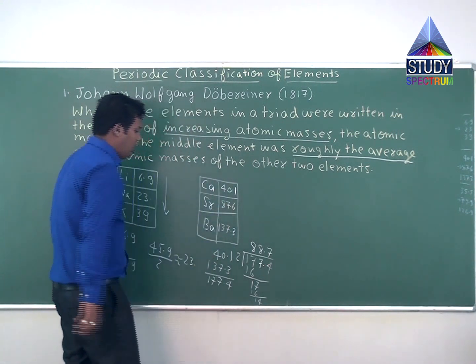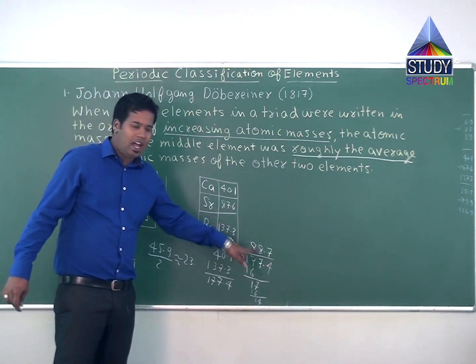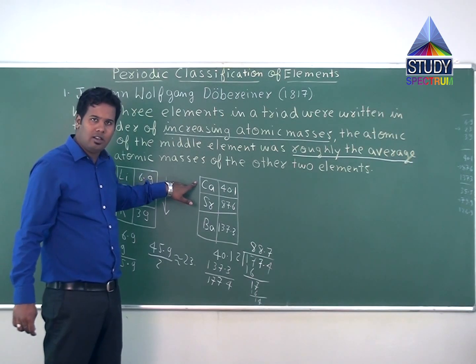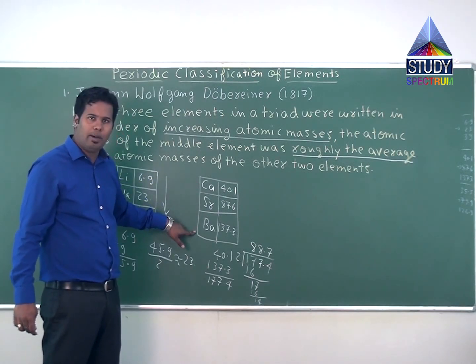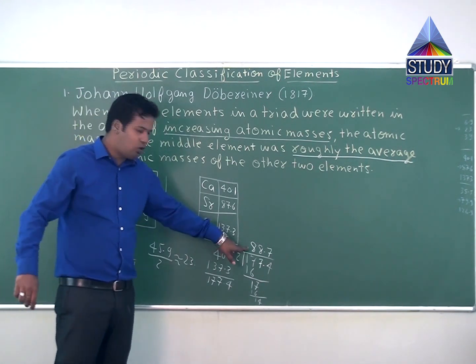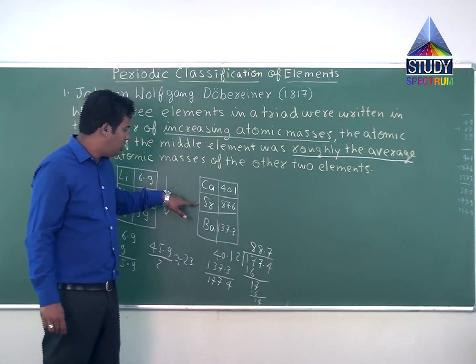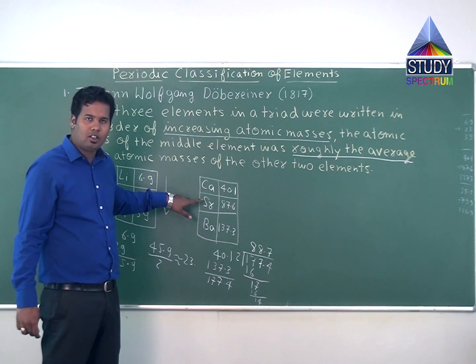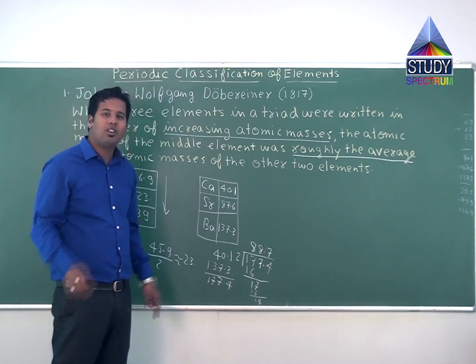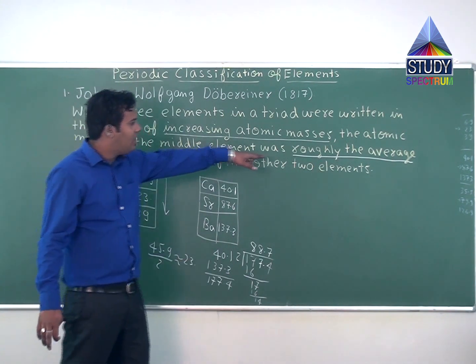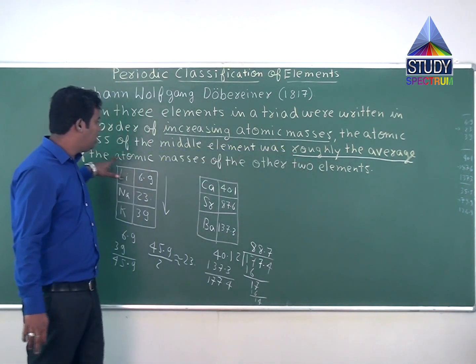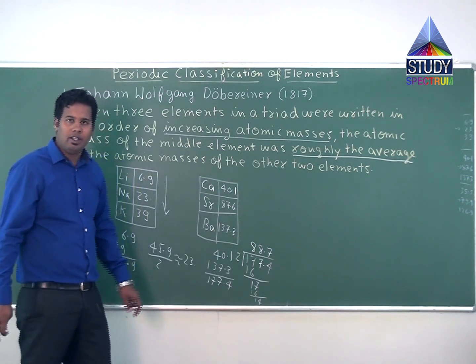and actually the mass of strontium is 87.6. Now if you see this calculation, I have added the atomic mass of calcium and barium of this second triad, which is the first element and third element of this triad, and it is coming out to be 88.7, and actually the atomic mass of this middle element, strontium, is 87.6, which is almost near to 88.7. That is why he said roughly the average of the atomic masses of the other two elements.